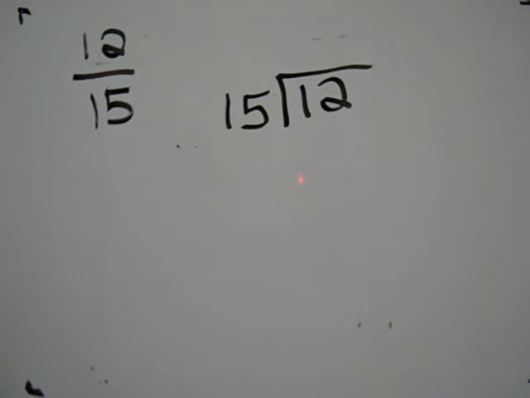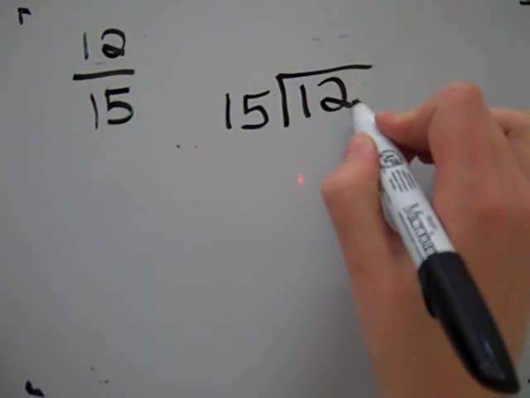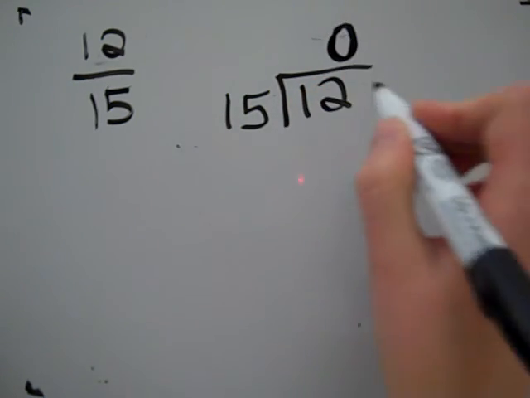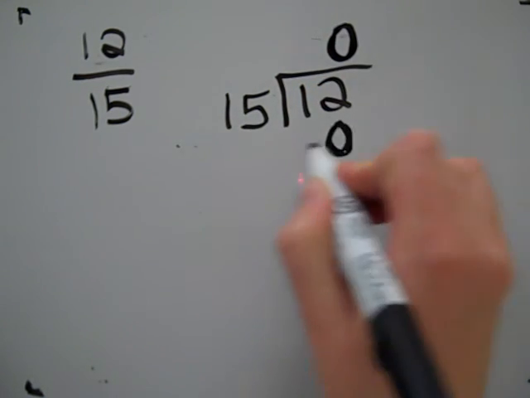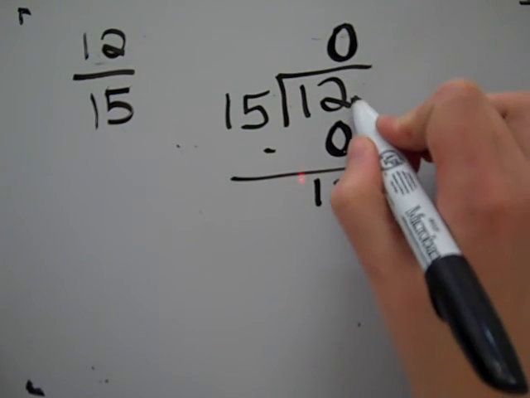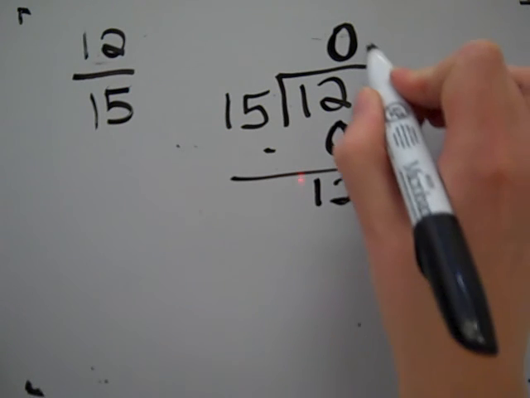Now I can already see 15 does not go into 12, so there's a 0 here. 0 times 15 is 0. Subtract, we get 12. Now I need to bring a number down, so I add a decimal and a 0.